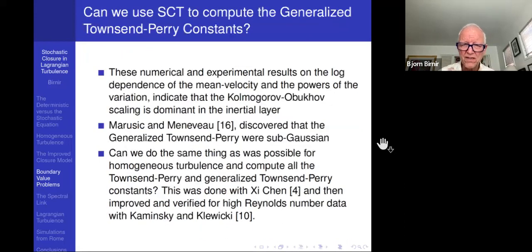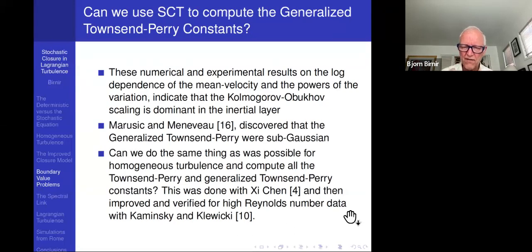So the question is, what this indicates is that the Kolmogorov-Obukhov scaling is dominant in the inertial layer, and then there you get the scaling given by the log laws. But people discovered that the generalized Townsend-Perry constants are not Gaussian. The model to derive them was basically the Gaussian model, but it turns out that they are sub-Gaussians.